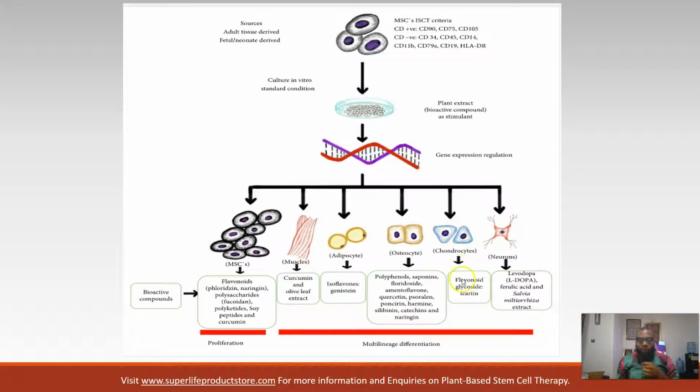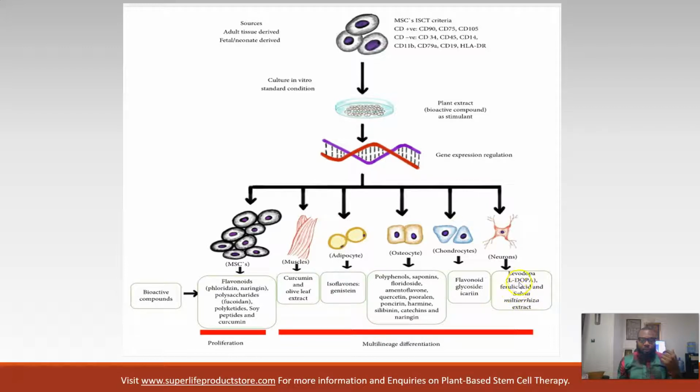And then chondrocytes, when these mesenchymal stem cells are mixed with flavonoids, glycosides, and icariin, they basically isolated chondrocytes, which are cells that help in cartilage formation.